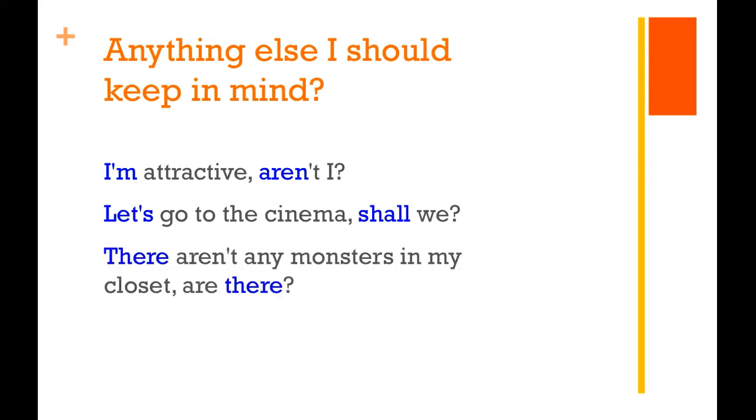Please remember this. There aren't any monsters in my closet, are there? Now in this case, the aren't and are, this is like the rule that we have. It's present tense and the negative aren't becomes an are, which is positive. When there's a there in your sentence, you just have to remember to put it in your question tag also. There aren't any monsters in my closet, are there?